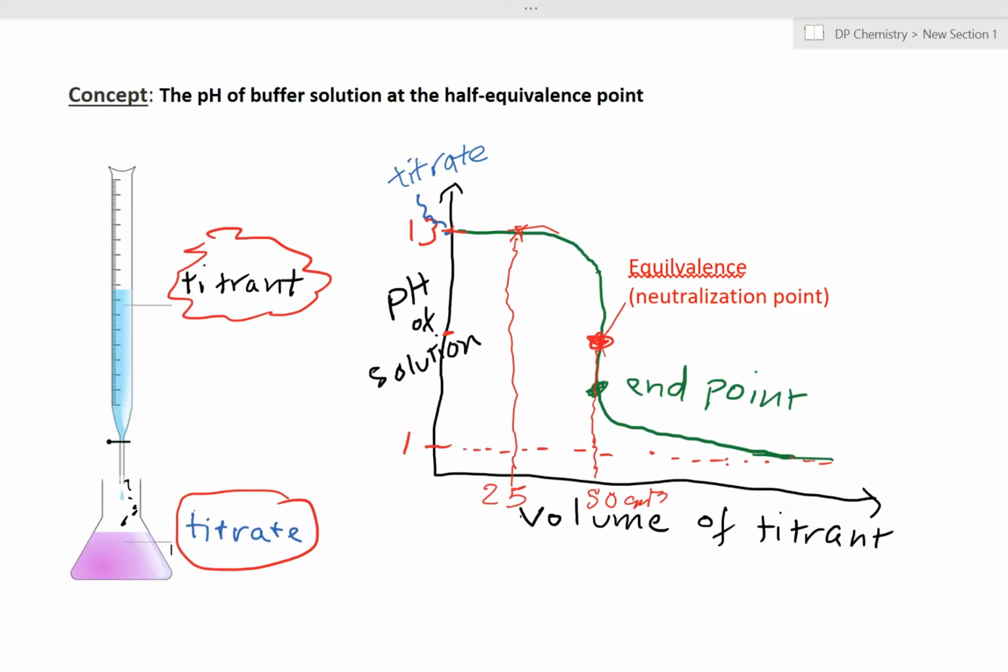One key thing about the half-equivalence point is that it's in a buffering region. Buffering region means that the solution at this point can resist a small amount of added acid or base without changing the pH. This is why this part of the curve is flat.